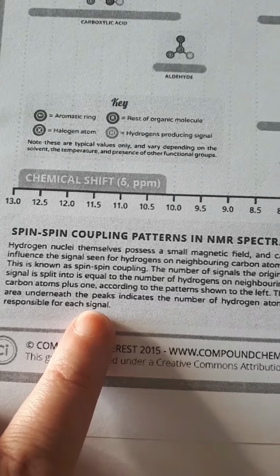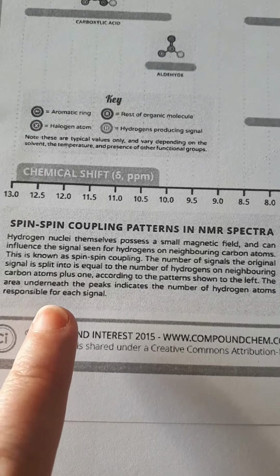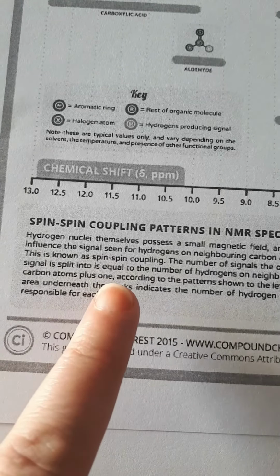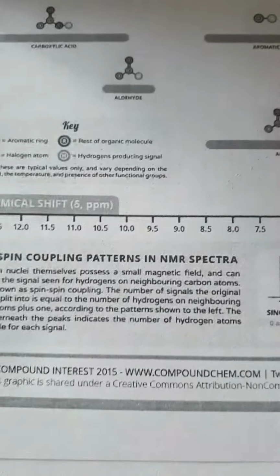The area underneath the peaks indicates the number of hydrogen atoms responsible for each signal. So that's the next thing coming up. But just look at it. The signal is split into a number equal to the number of hydrogens on the neighbouring carbon atoms plus 1. So that's the key thing there.